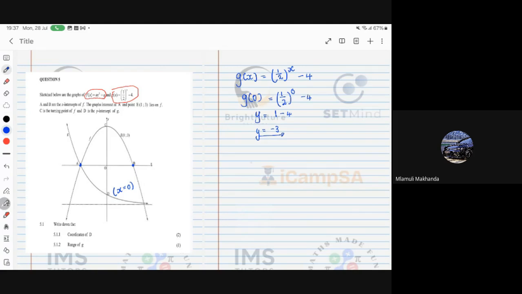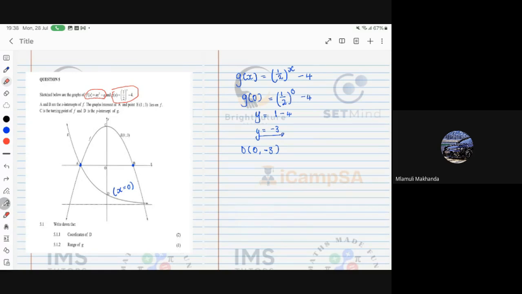So this is our y coordinate. Therefore, D is (0; -3). And it makes sense. D is at the intercept, where the graph cuts the y-axis, where this exponential graph cuts the y-axis here. And another thing to see that we are correct is that we are looking at values below 0, so it makes sense for the y coordinate to be negative.